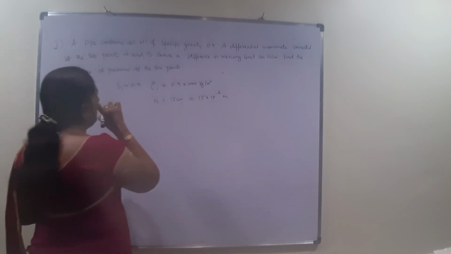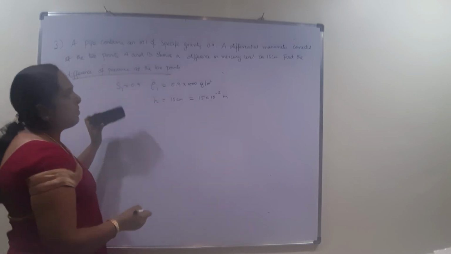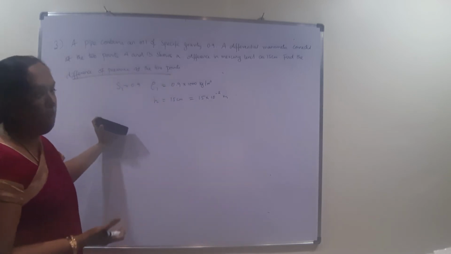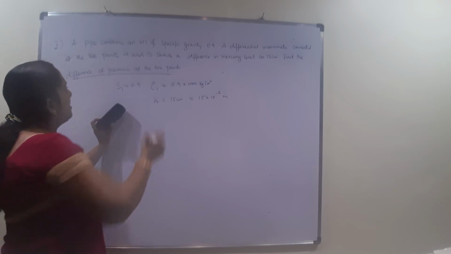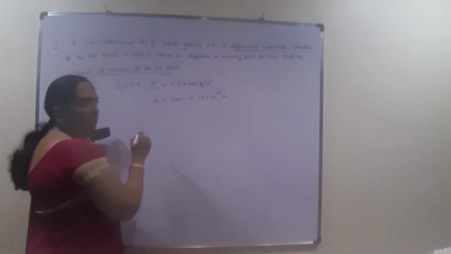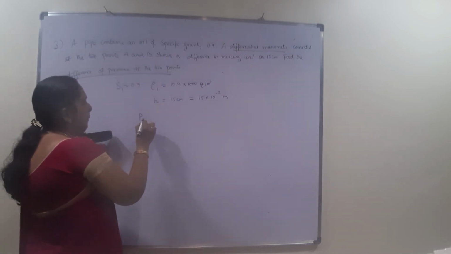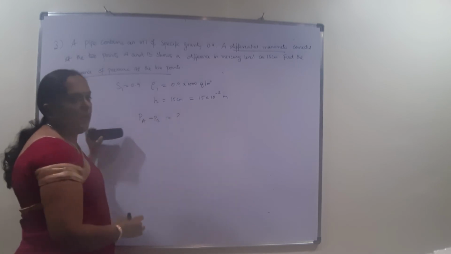Okay, what did they ask you? Find the difference of pressure itself they have asked you. So need not sketch this out, they didn't give you any height or anything. So they asked you to find out the difference at the 2 points. Since it is given as differential manometer, what is the difference of pressure at 2 points? It is PA minus PB. So they asked you to find out PA minus PB.